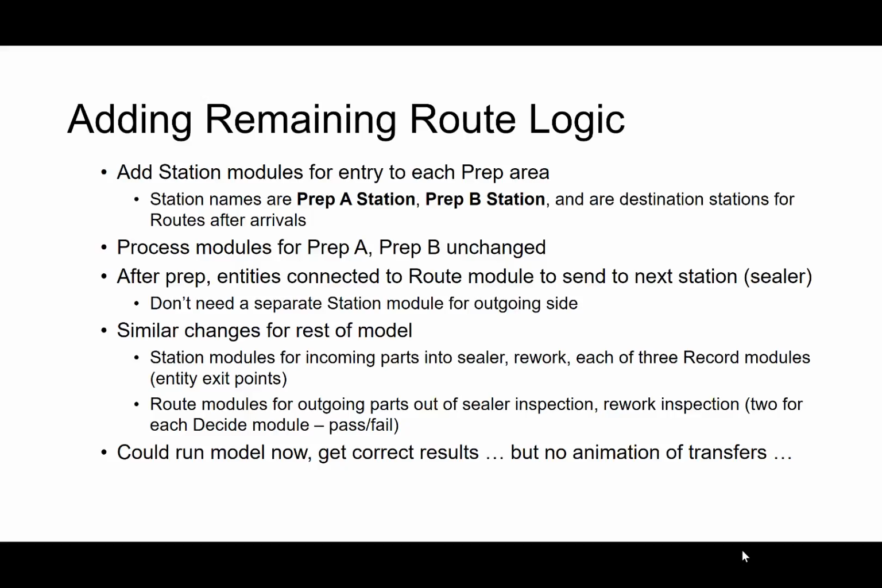So station modules for incoming parts into the sealer, rework, etc. And then route modules for the outgoing parts of sealer inspection and rework inspection. We could run the model now and get results, but what we did also want to add with this model was the animation of transfers. So if we've done all this to this point in time, the model would run, but we're going to take a step further and walk through the animation process.